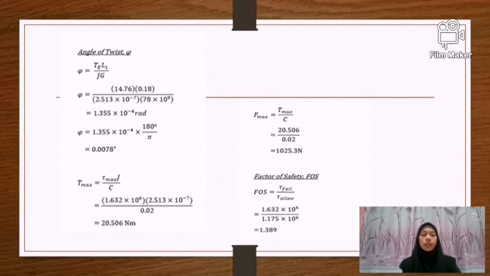Next, we will calculate the angle of twist, where the equation is TE multiplied with L1 over JG, and we get 1.355 times 10 power of -4 radian. We need to change the unit from radian to degree, so we get 0.0078 degree.